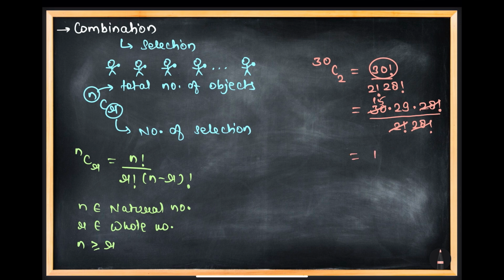So the answer is 15 into 29. So you can write 29 as 30 minus 1. So 450 minus 15. So the answer is what? 435 ways. So there are 435 ways by which you can select two members out of 30 students.